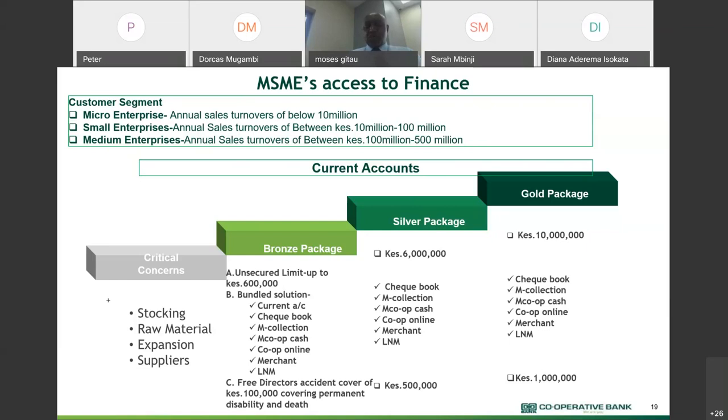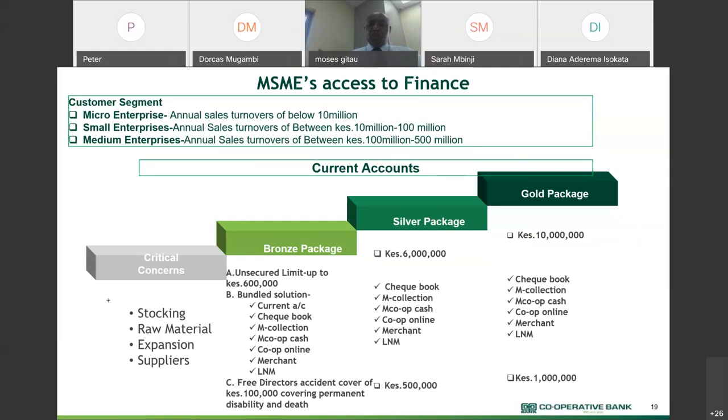And I think it's important to mention this because this is free, fully paid for by the bank. If you're in any of those packages, if you're in an active bronze package, you have 100 million cover, fully paid by the bank. If you're in silver package, you have a director's personal accident cover of up to 500,000. And on gold package, you have a director's cover of up to 1 million Kenya shillings. I think that is the entry point.